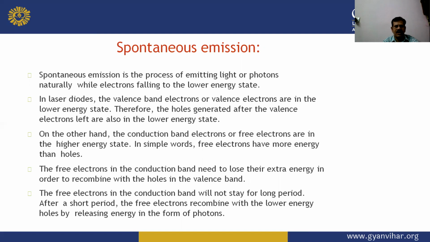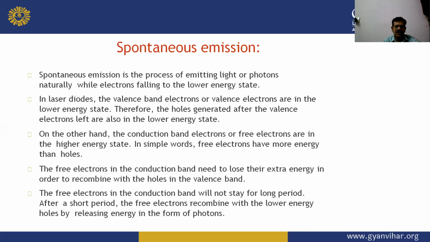In a laser diode, the valence band electrons or valence electrons are in the lower energy state. Therefore, the holes generated after the valence electrons leave are also in the lower energy state. On the other hand, the conduction band electrons or free electrons are in the higher energy level, or E2 energy level. In simple words, free electrons have more energy than holes.